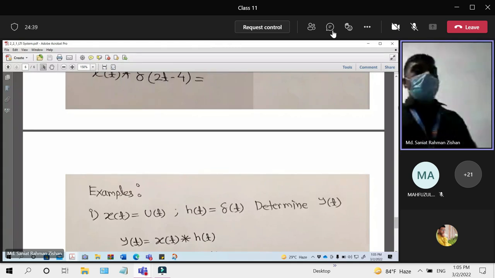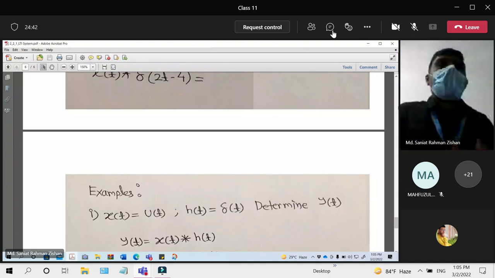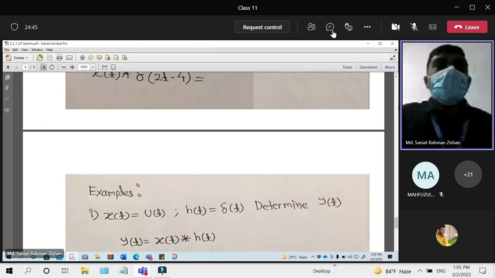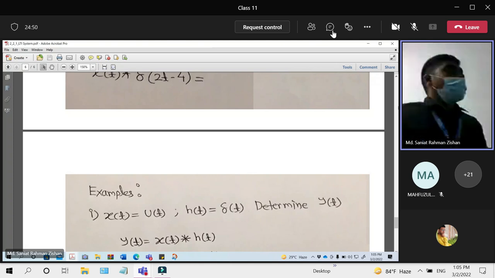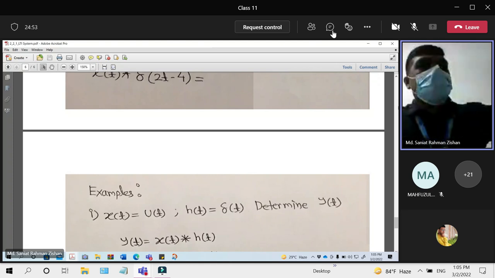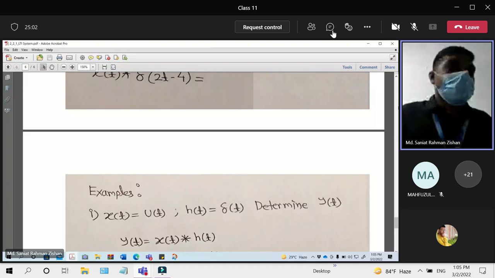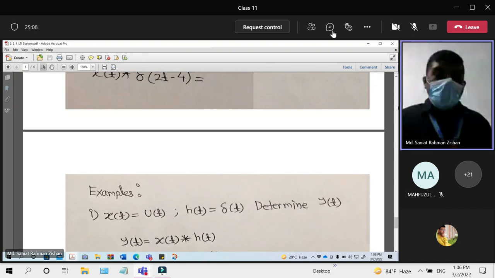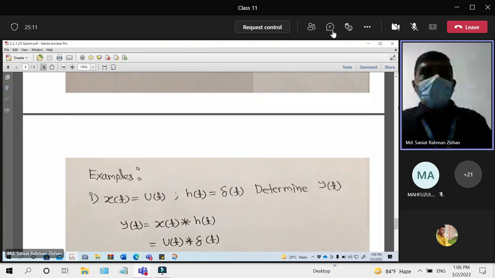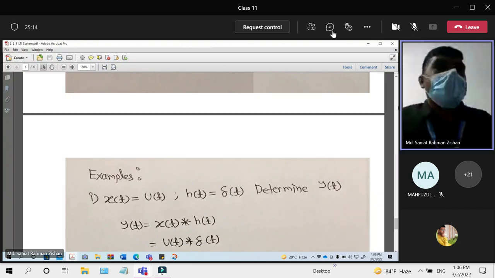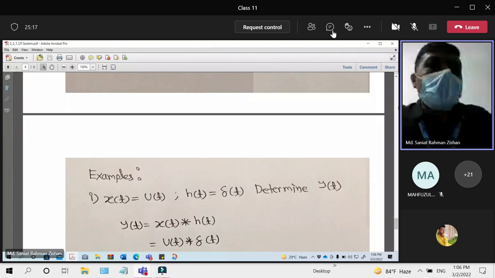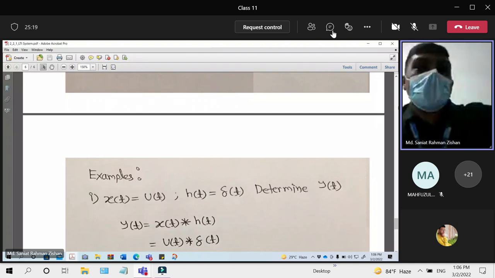First of all, we need to understand they have told us to determine y(t). That means the output. For which type of system? For an LTI system. How will I understand it's an LTI system? Because h(t) is given. That's why I have applied the formula y(t) equals x(t) convolution h(t). Then I have just dropped the value of x(t) and of h(t). Then what I need to notice is that there is the impulse function here.